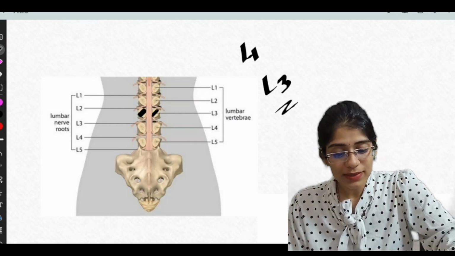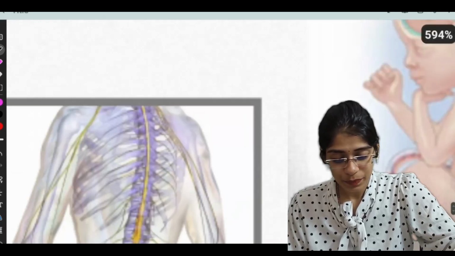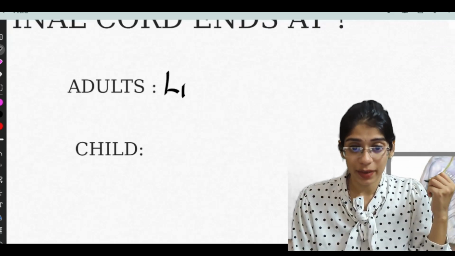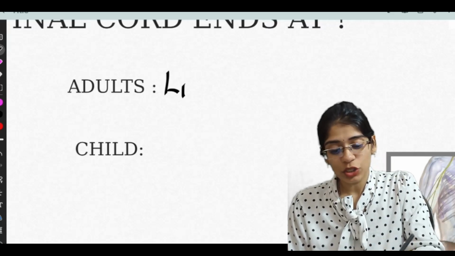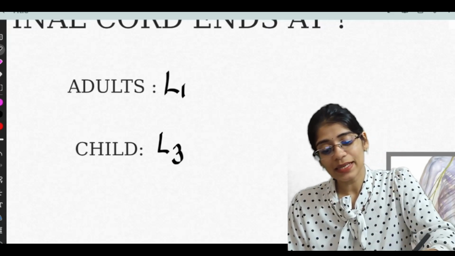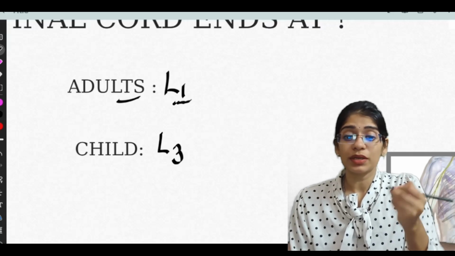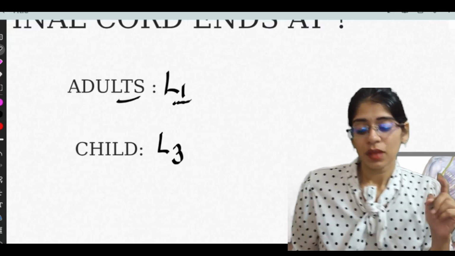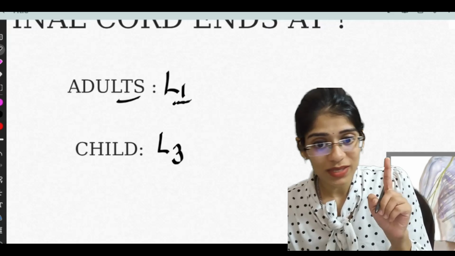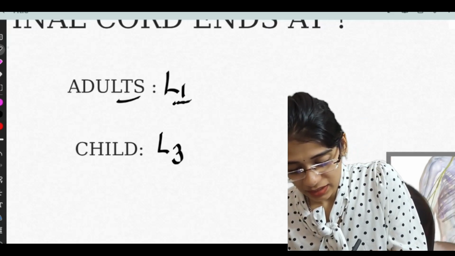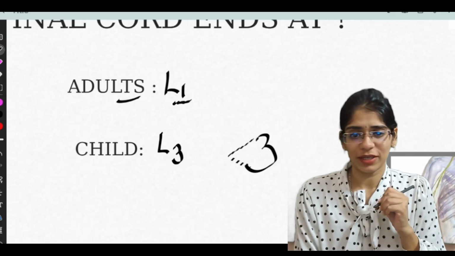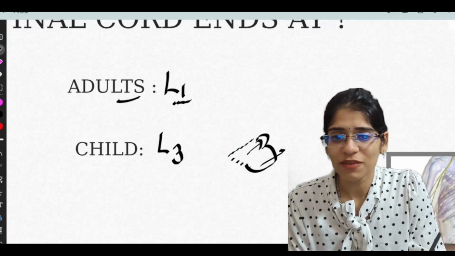Now, how will you remember this? See, L1 I said. In adults, where does it end? I said at the level of lumbar vertebrae 1. We write it as L1. And in children, it ends at, very good, L3. Now, how will you memorize it, guys? See, in adults, we are very competitive. We always want to be first. And in children who are very cute, we always like children. So this 3, you can write 3 here, and you can make it into a heart. Now you will not forget. So you always have this cute heart for children.